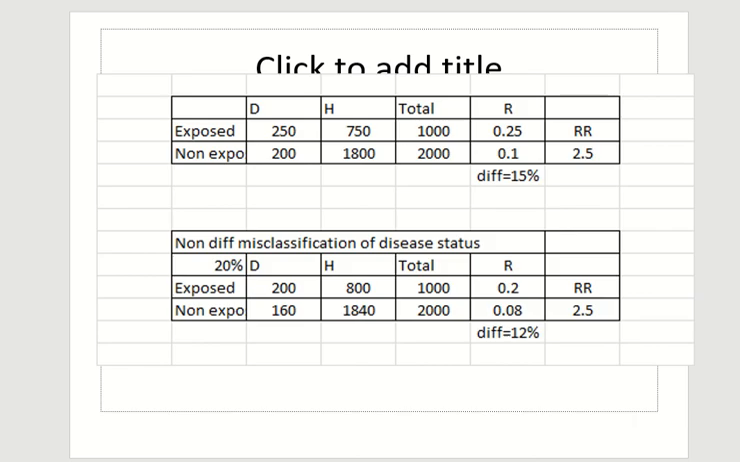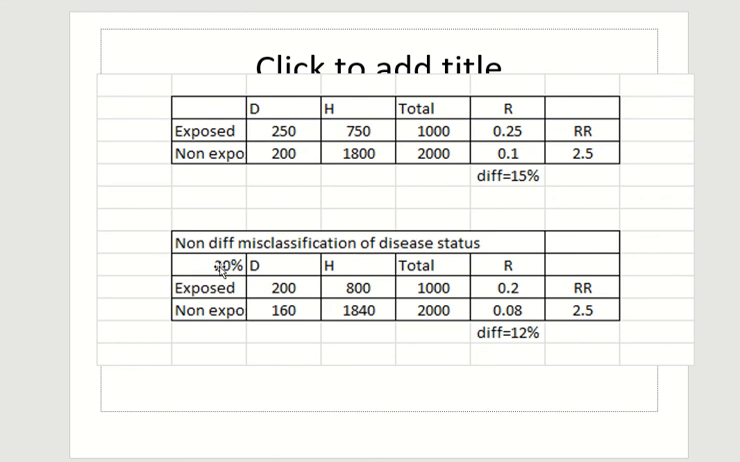Let's look at the example again. So again over here, I have the 1000 and the 2000, and again I have the 250 that developed the outcome and the 200 that did not develop the outcome, and therefore my relative risk used to be 2.5. I told you that the risk in the exposed was 250 over 1000, meaning 0.25. The risk in the not exposed was 200 over 2000, meaning 10%. Okay, the relative risk is 2.5. However, the risk difference is 15%, and you can think about this as the attributable risk. The attributable risk is 15% or the absolute risk difference.